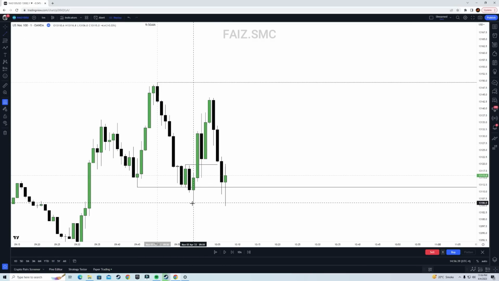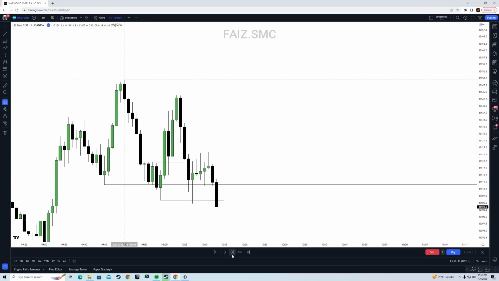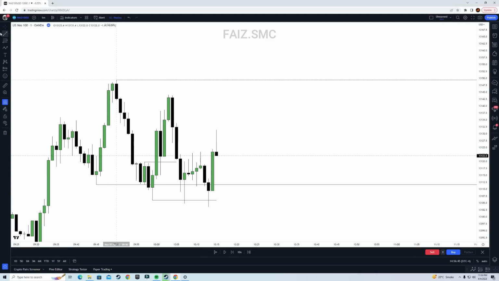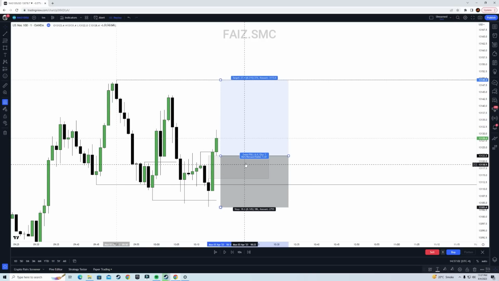Price takes out this low again, right? And we want to wait for a market structure shift with fair value gap. And this right here is when we get our market structure shift with fair value gap. Then you want to mark out the fair value gap right here. You want to take your entry from that fair value gap, put your stop right below that level, and target the buy side liquidity. So now as you can see, the risk reward is very low.